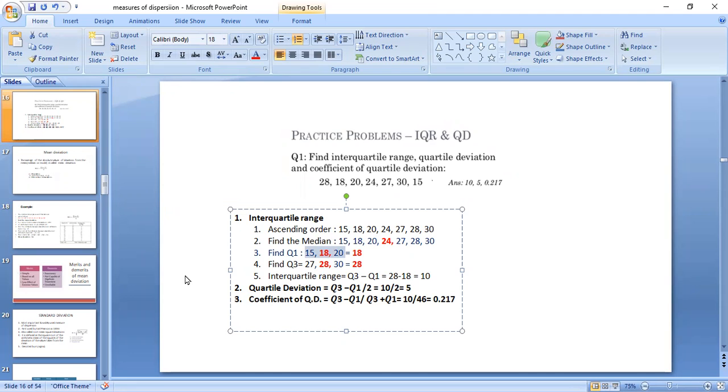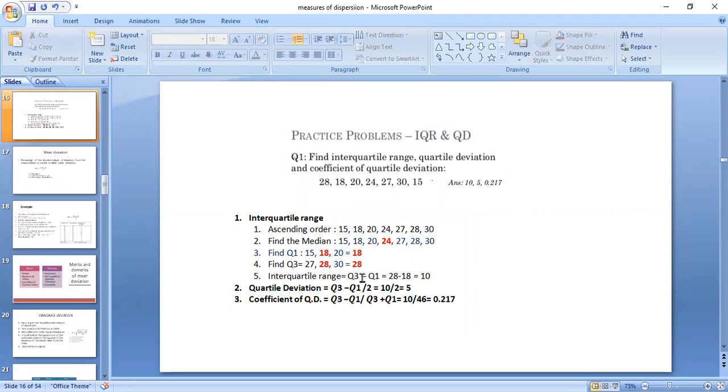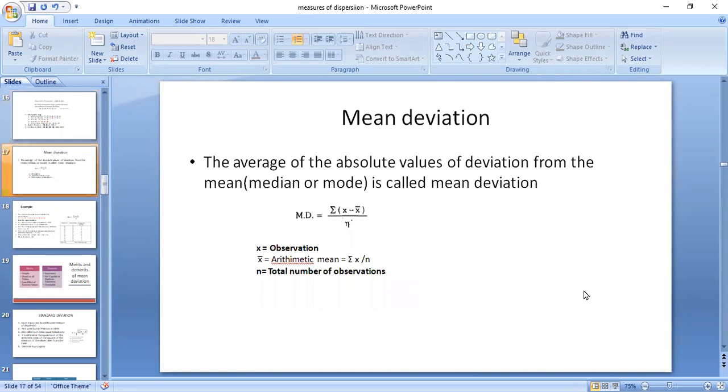So for interquartile range, we have to subtract quartile 1 from quartile 3. So we will get 10. And for quartile deviation, we will divide this 10 by 2. And the coefficient of quartile deviation is obtained by subtracting quartile 1 from quartile 3 and dividing by the sum of quartile 3 and quartile 1. So we will get the value of 0.217 for this data set. Now the mean deviation.